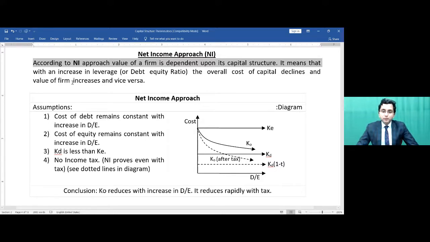If you increase the proportion of debt in your capital structure, then you are increasing the proportion of a cheaper source of finance. So that way your overall cost of capital will reduce and the wealth of the company will actually increase. This is the net income approach, and it sounds good also.